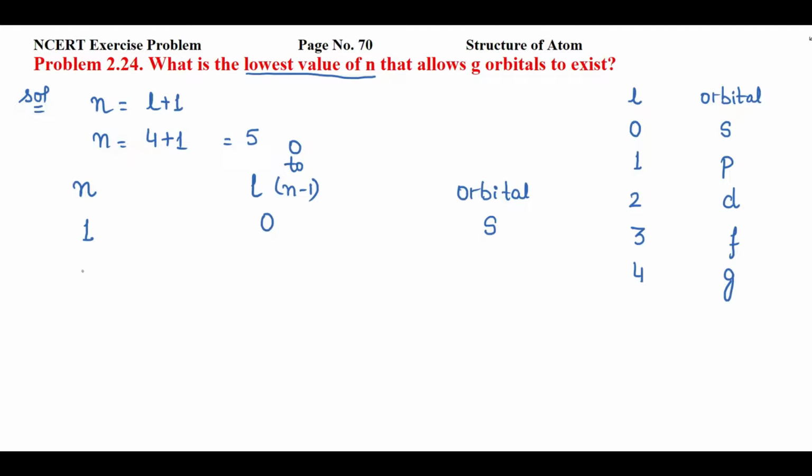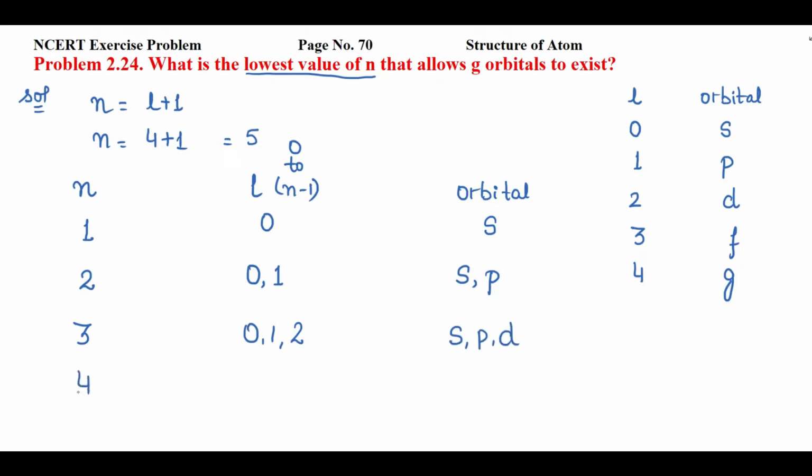So if I have the value of n equal to 2, definitely the possible values of l will be 0 to 2 minus 1, that means 1. So definitely for 0 it will be s and for 1 it will be p. If I have the value of n equal to 3, the possible values of l will be 0, 1, 3 minus 1, that means 2. So the possible orbitals are s, p and d.